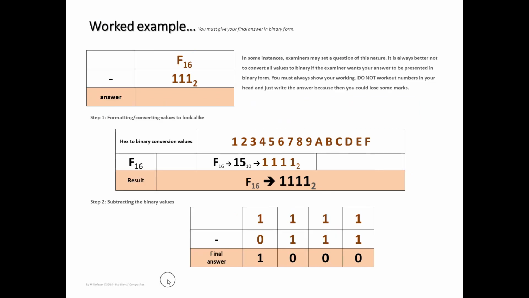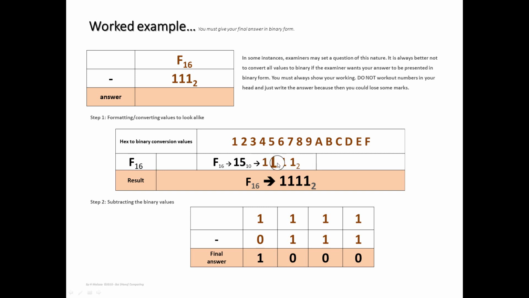I have another example here. Mixed numbers. We have a hexadecimal value, which is F, and you have 111 in binary. The best thing to do is to convert F to binary. Now remember, F is 15, and the binary value for F is 1111.